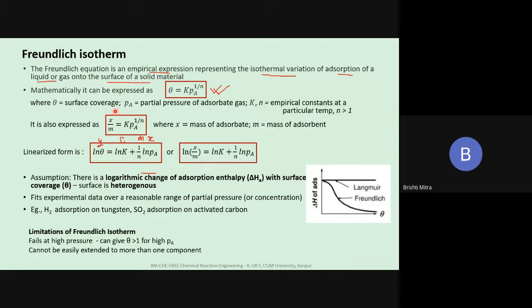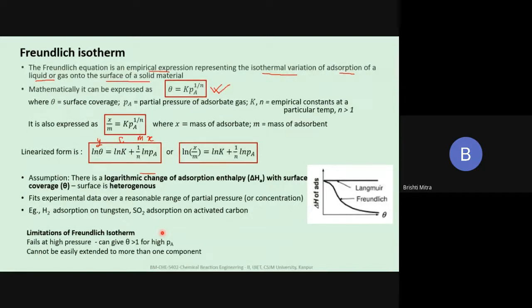But is everything fantastic about the Freundlich isotherm? Does it have no problems? No, that is also not true. Freundlich isotherm does have some issues, and that we are writing in terms of the limitations. The limitations of Freundlich isotherm are that it fails at high pressure. Up to a reasonable amount of partial pressure it works, but then it fails at high pressure because we start getting theta values which are greater than 1. A surface coverage greater than 1 doesn't make too much sense. So it does not give us very accurate values for very high partial pressures.